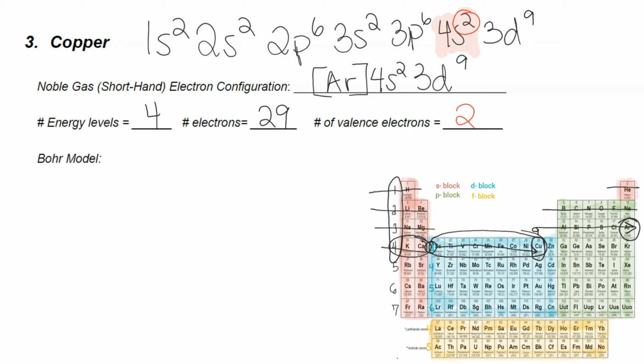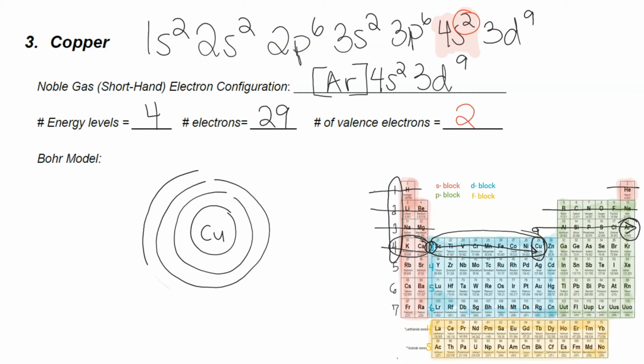2 valence electrons. Let's draw our Bohr model. For copper, the chemical symbol is Cu. And once again, we need 4 rings. 1, 2, 3, and 4. Whoops, that wasn't my best ring. Let's maybe redo that one. Draw that again. 4 rings. We'll start with the valence shell again, because I think that's a little easier. We know our valence shell has just 2 electrons, so we'll put a 2 in energy level number 4.